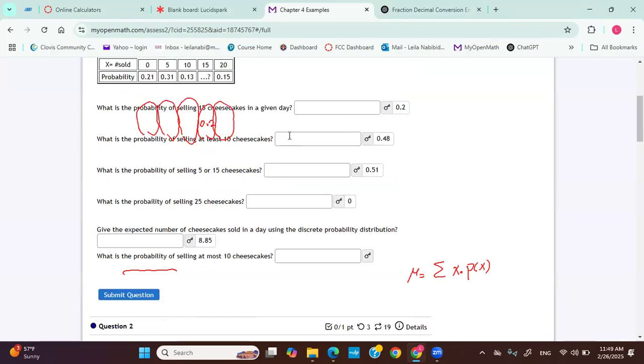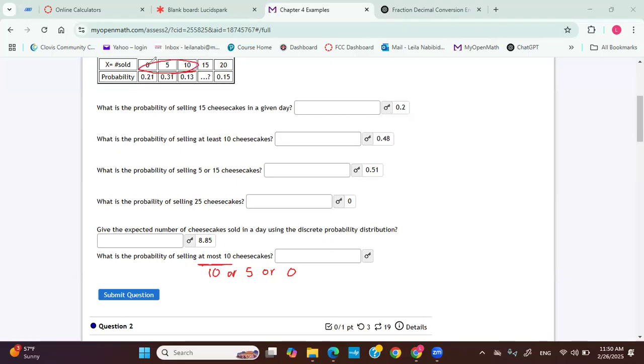And then the last part says, what is the probability of selling at most 10? At most means the maximum is 10, which means you cannot have more than 10. So 10 or less. 10 or less means 10 or 5 or 0, because in the table I only have 10, 5, and 0, which is at most 10. Now I need to add the probabilities. You just need to add these probabilities.